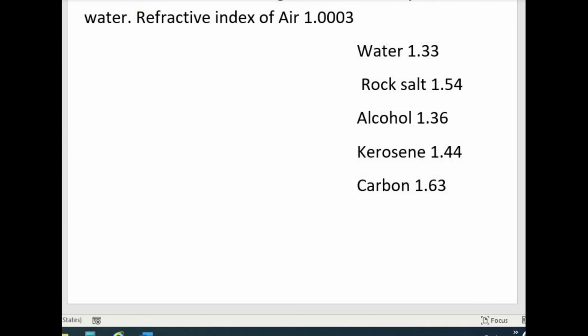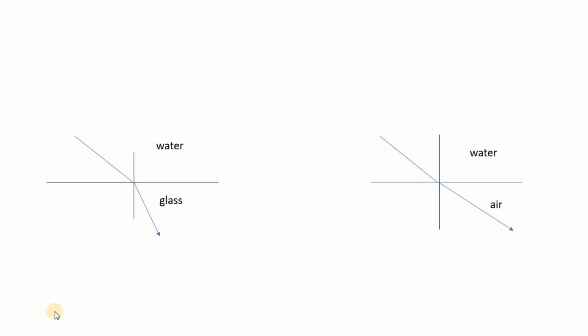We have discussed what happens when light rays travel from a rarer medium to a denser medium. Here, water is rarer compared to glass. What happens when light rays travel from a rarer medium to a denser medium? The speed slows down and the refracted ray bends towards the normal.